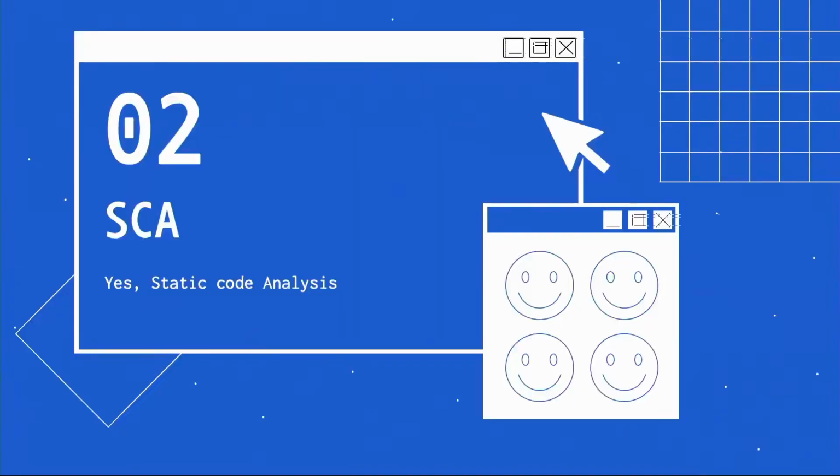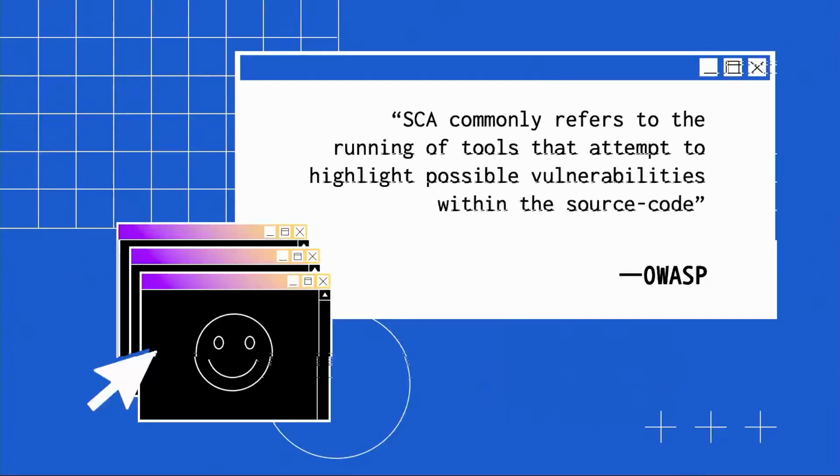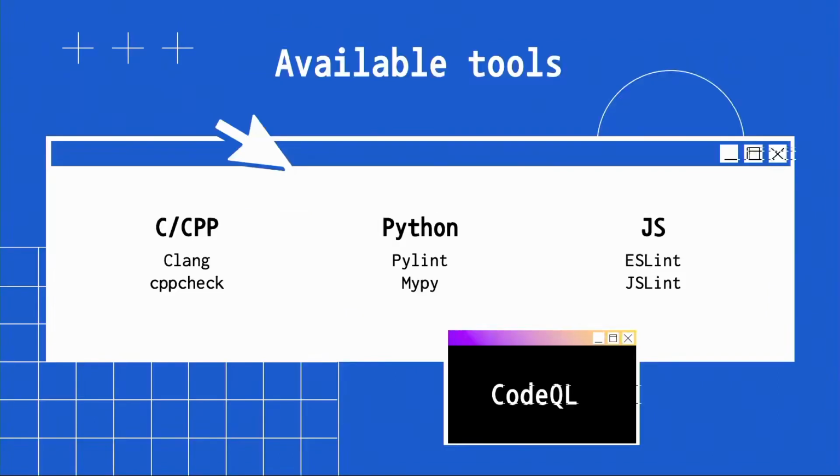So how can we use static code analysis to help us find those bugs? Again, a very quick recap. Static code analysis, by OWASP, commonly refers to the running of tools that attempt to highlight possible vulnerabilities within the source code. In simpler words, it's finding vulnerabilities before running the actual program, with the code itself. But you don't have to write your own custom tools to do it. You can just fire up your favorite package manager and download what's available for you.